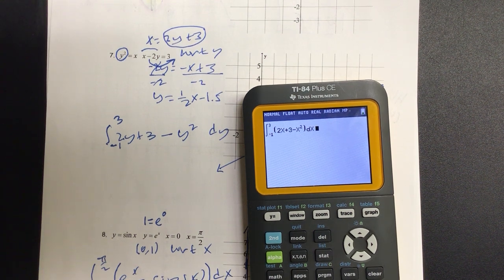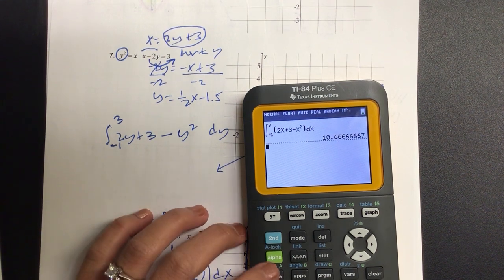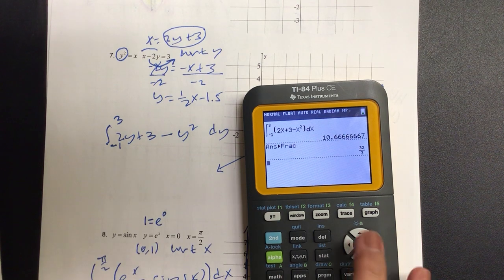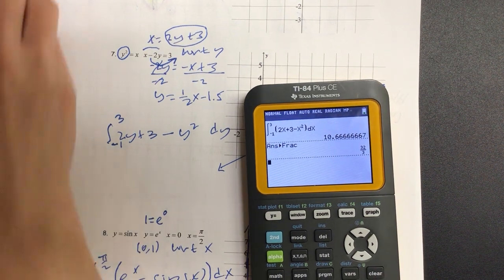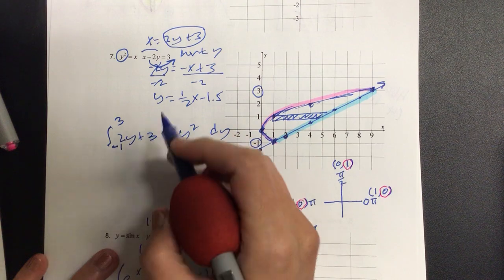If your drawing was off and you didn't get those same bounds, it's going to be wrong. I hope you can do rise over run. That's all I'm going to say. Mine didn't look great. That's okay. So I got 10.666. So I think I want to make this into a fraction since I don't want to round something that is repeated. 10 and 2/3.